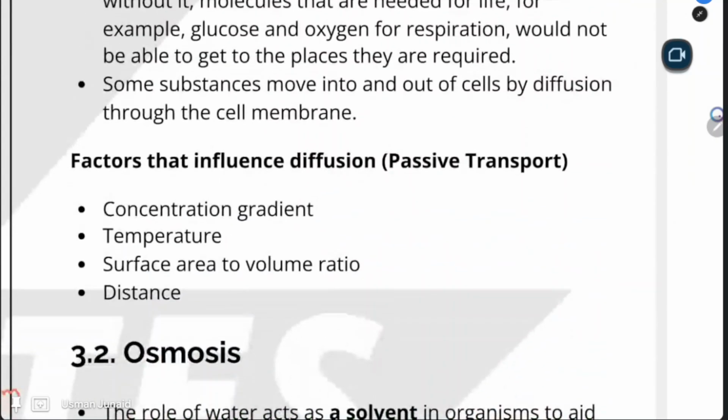Okay. Factors that influence diffusion. So this is an important part. This is something that they will ask you often. So concentration gradient: how high to how low? Temperature. Temperature causes faster diffusion because temperature increases the movement of particles.